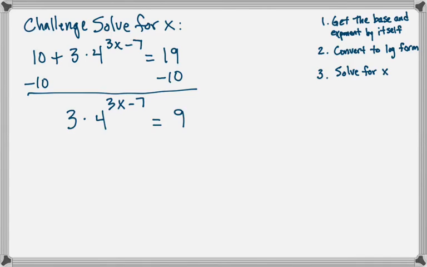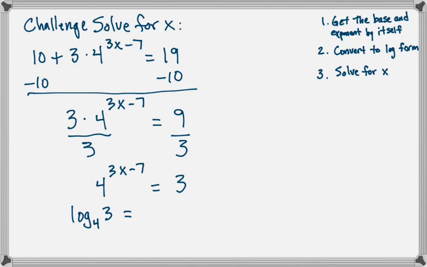Now I can do multiplication or division. So that 3 in the front, I want to divide both sides by 3 to get rid of that 3 in the front. So that would give me 4 to the 3x minus 7 equals 3. So now I've got the base and the exponent all by itself. So once I do that, second step there, convert this to logarithmic form. So the base is 4, so I'm going to write this as log base 4 of 3 equals all that stuff in the exponent, 3x minus 7.